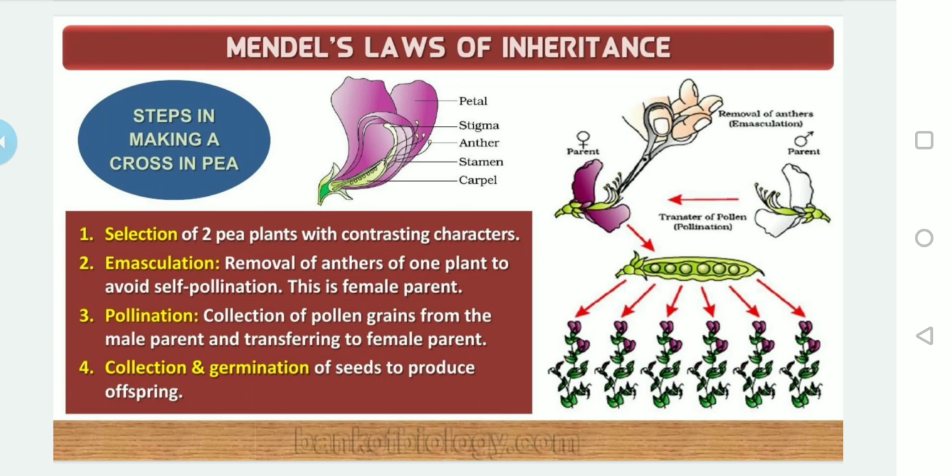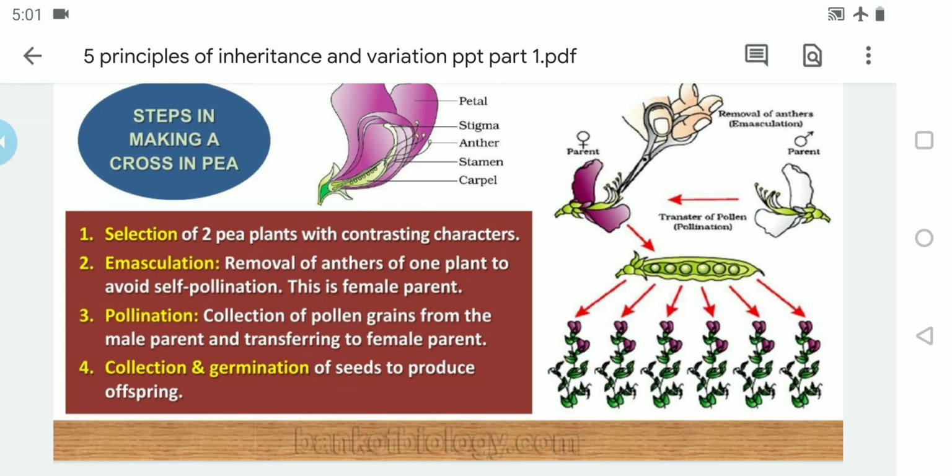So what is this F1, F2, F3? F is nothing but filial. The filial first generation is F1, filial second generation is F2, and F3 means filial third generation. As I said, what is the F1 generation? It is the hybrid obtained as the first filial generation after crossing between two parents.